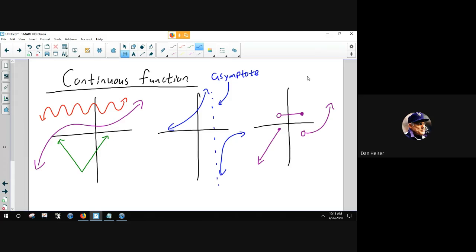So that is continuous versus not continuous. Our simple definition will be, can you trace the entire graph without lifting up your pencil? If the answer is yes, it is continuous. If the answer is no, it is not continuous. Continuous is a topic that will be talked about again in calculus, and it's going to be dealt with a lot more formally than it is here. But at least you have a general idea of what it means to be continuous.